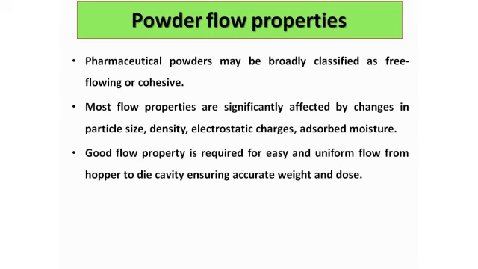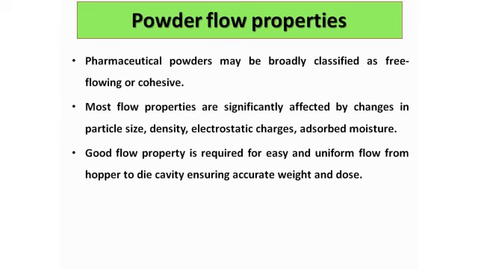So we all know that good flow property is required for easy as well as uniform flow from the hopper to the die. Now what is a hopper? Hopper is the vessel in which you put the granules or the powder which is subjected to compression for forming the tablet. From the hopper, the powder flows to the die. In the die, the tablet generally gets punched, right?